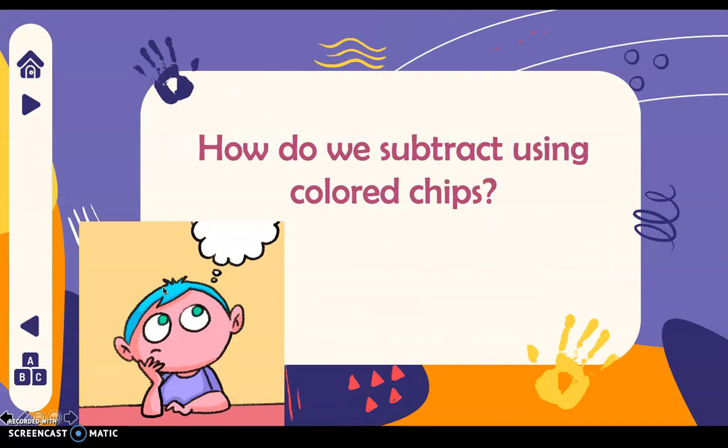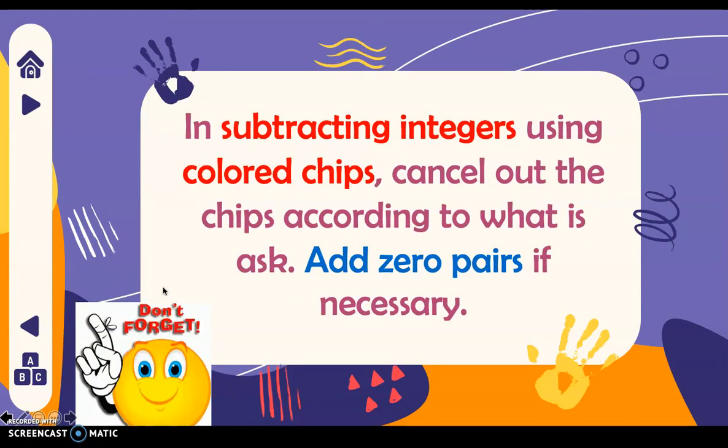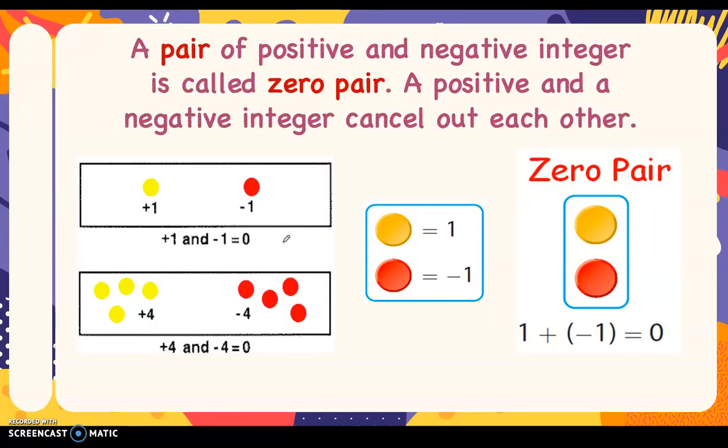So how do we subtract using colored chips? In subtracting integers using colored chips, you cancel out the chips according to what is asked. Now add 0 pairs if necessary. Okay, so let's go back to the meaning of 0 pair. A pair of positive and negative integer is called a 0 pair. A positive and a negative integer cancel out each other. So let's solve the story problem.